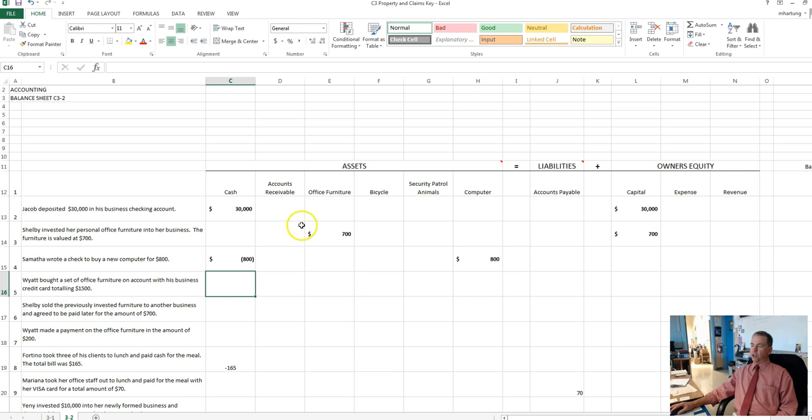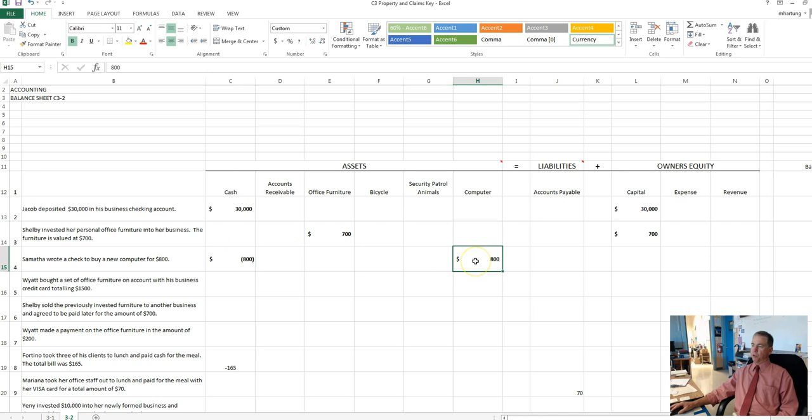But what we've done is traded one asset, cash, in exchange for another asset, the computer. And so this is something you do frequently all the time. If you go out and buy a pair of shoes, you've taken some of your cash and essentially converted it to a pair of shoes, or you made a transfer. Well, let's do one more.